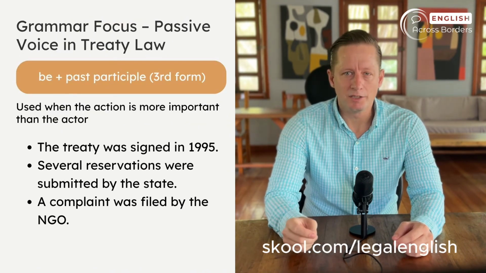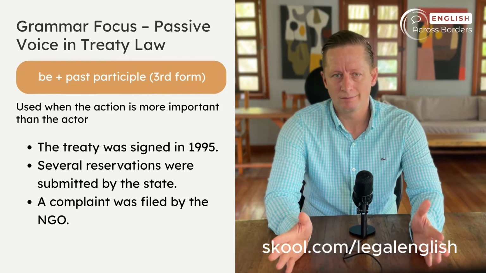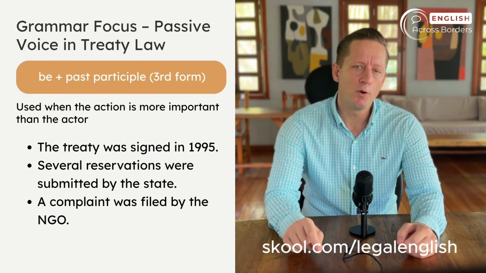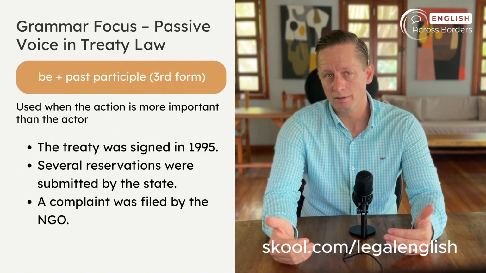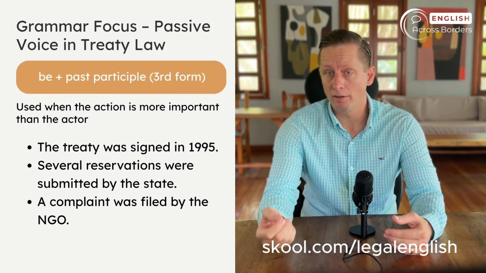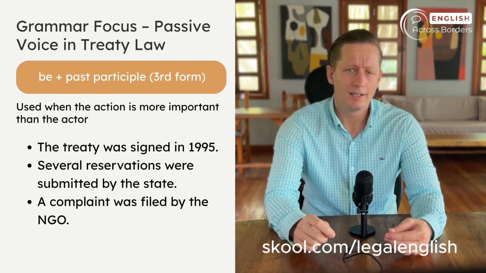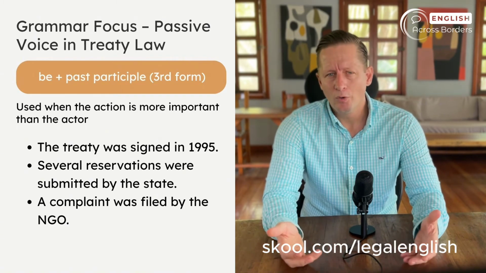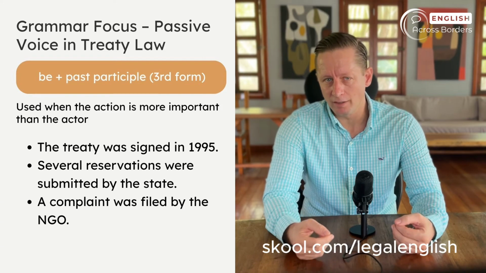In legal English, especially in international law, we often use the passive voice. Why? Because the focus is on the action, not the person or country doing it. We form the passive with be plus the past participle. For example, the treaty was signed in 1995. We don't care who signed it right now. What matters is that it was signed.